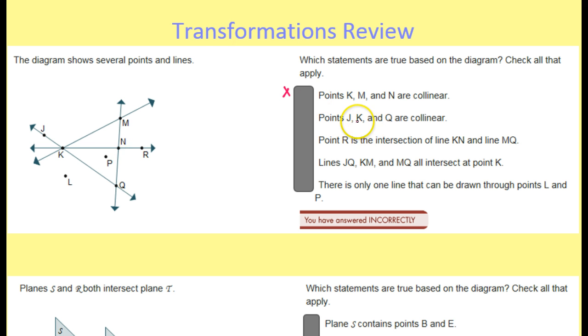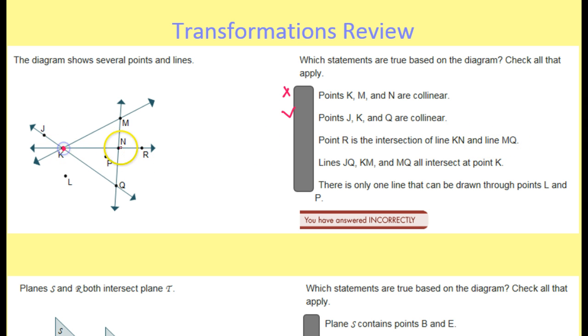Let's see. Points J, K, and Q are collinear. Alright, J, K, and Q. Yes, they are collinear. In fact, you can see right here the line that contains all 3. So, yes. Alright, what's next? Point R is the intersection of line KN and line MQ.